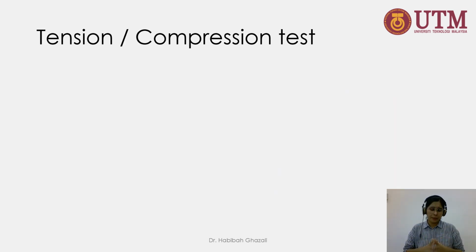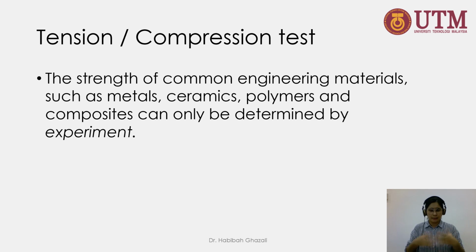So the main topic today is that we are going to look into the tensile test, tension and compression test, and we're going to look at how stress and strain are related through this test. So today we will discuss the test and how the diagram is plotted. So the strength of common engineering materials such as metal, ceramic, polymer, and composite can only be determined by experiment. And this experiment is what we call the tensile test.